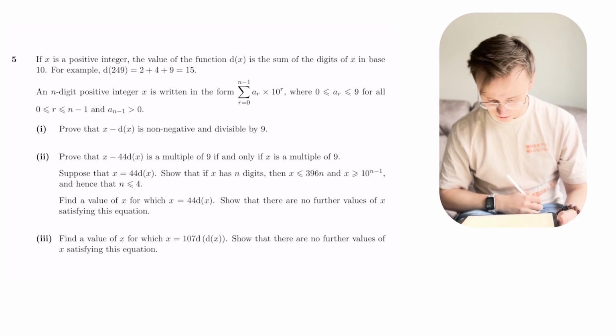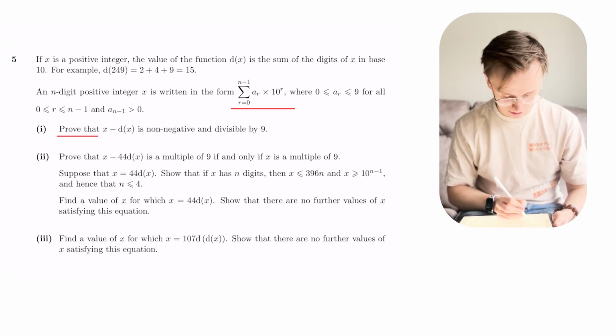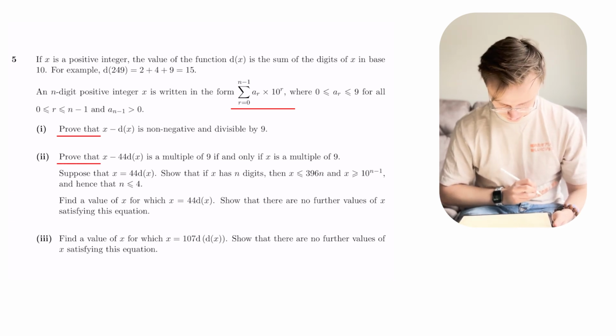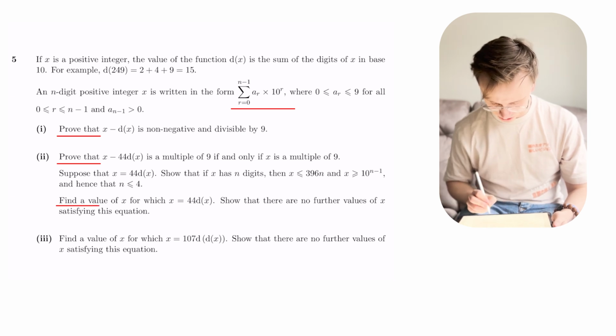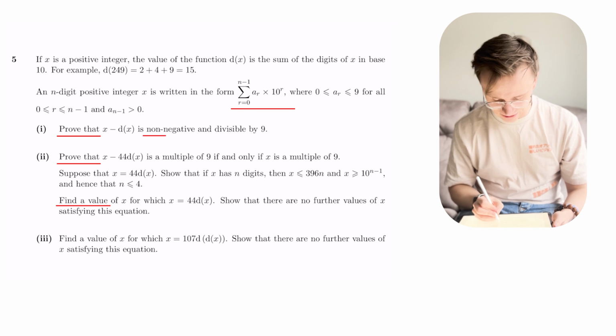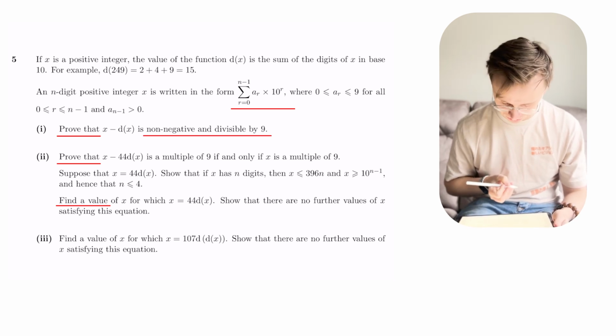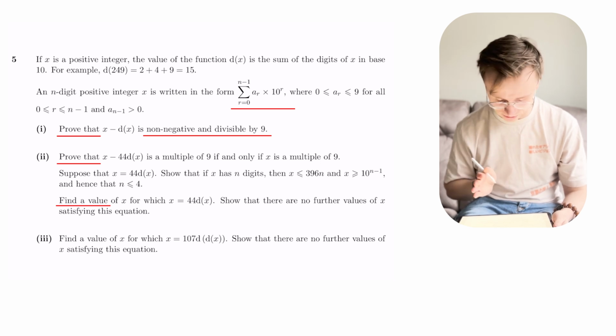Again, looks again to be very similar, sequences and series. We've got a geometric sequence in there. But then again, I'm also seeing prove that, and then find a value. However, proving that something's non-negative and divisible by 9 generally is not too bad. It's not too difficult to prove. So I'm not super against this one.